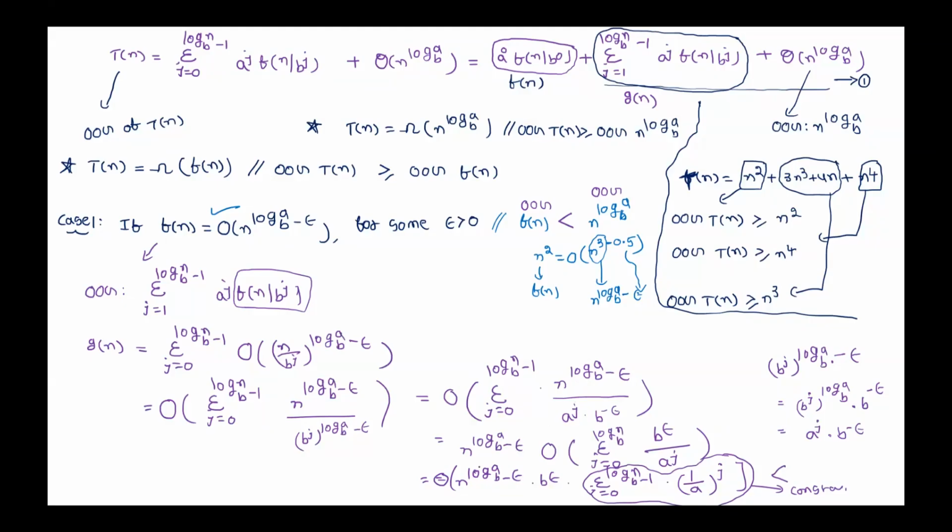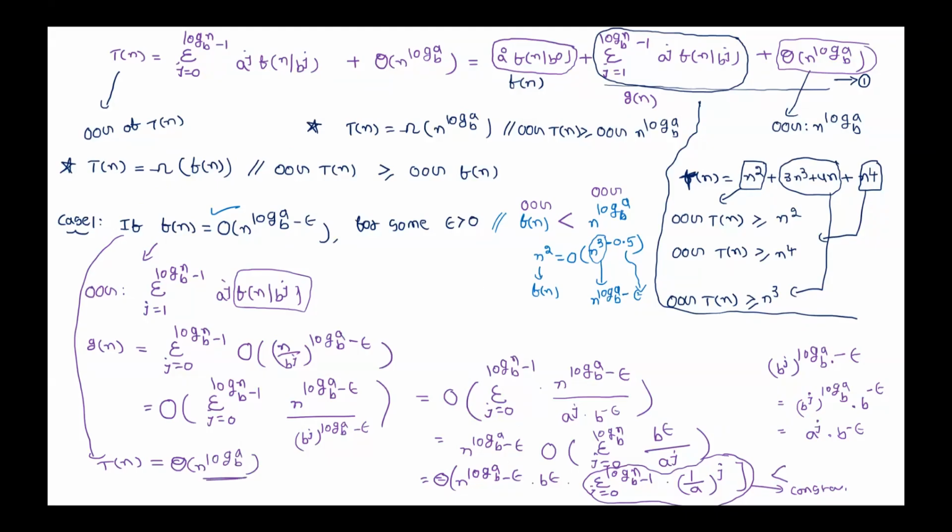So finally what happens to the order of growth of this? This is definitely not more than n power log a base b. f of n is lower than n power log a base b. This is also lower than n power log a base b, but this one is exactly n power log a base b. That means out of these three terms, which one has the highest order of growth? n power log a base b. Hence, in this case, if this condition is true, then what is the value of T of n? T of n becomes simply theta of n power log a base b.